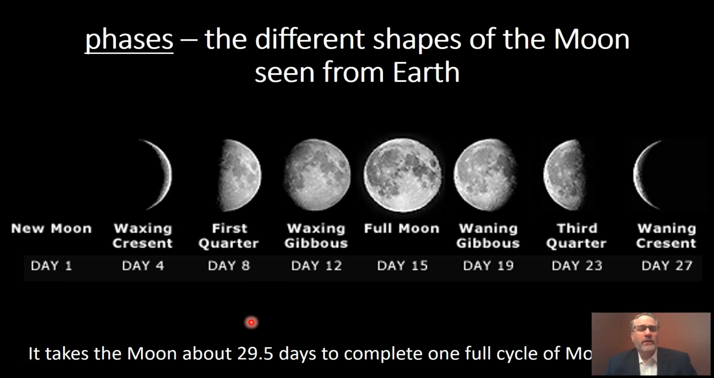I do want you to note down at the bottom that it takes about a month, 29.5 days to be exact, for the moon to go through one of these complete cycles. So in other words, to go from new moon all the way back to new moon again takes about 30 days or 1 month. And that's really how our calendar is set up.